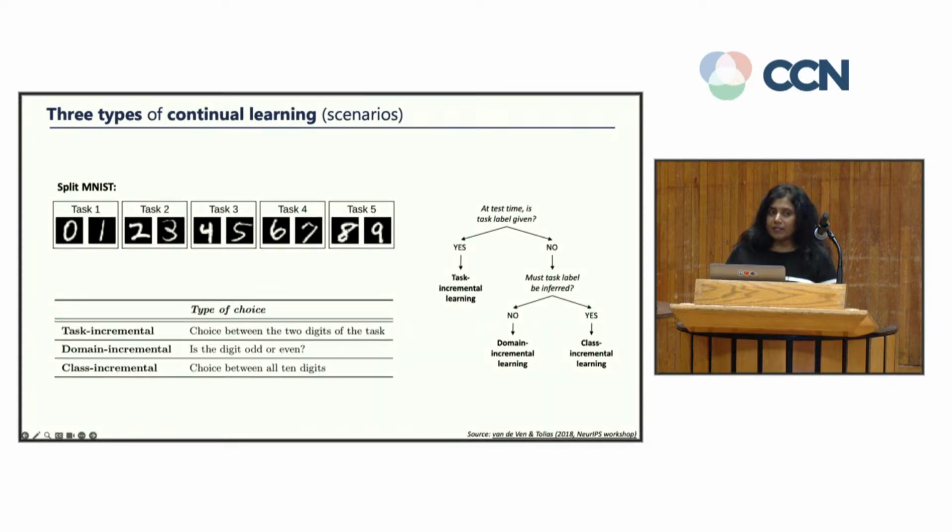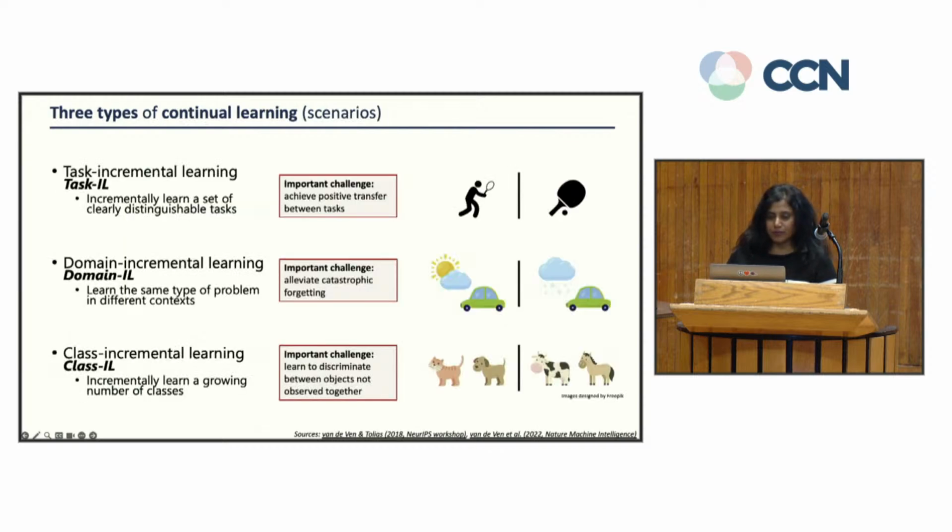And the second one is the domain incremental. Here, the choice is still between two options, whether in this case you're looking at all of them and seeing whether the digit is odd or even. And the last one, which is considered the most difficult one, is the class incremental learning. So the network must choose between all the 10 digits. That is the most challenging problem in the continual learning scenarios.